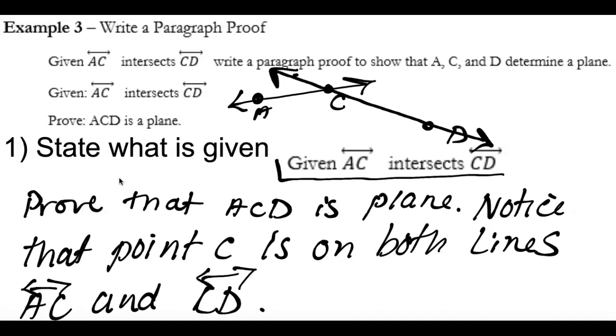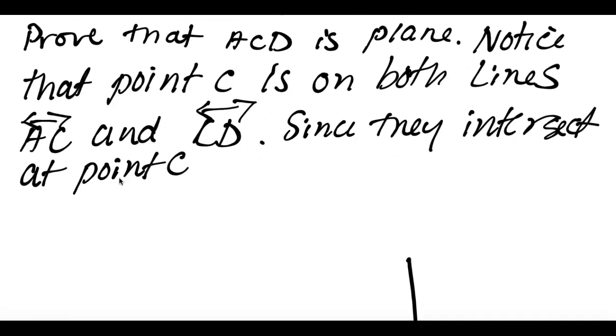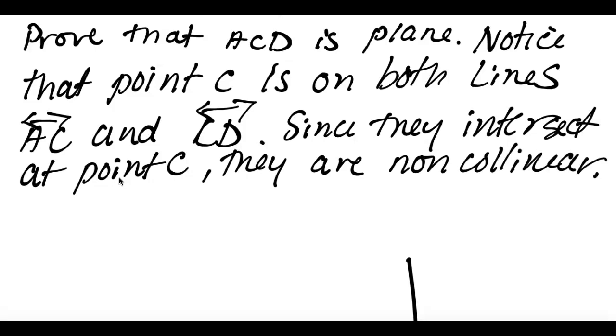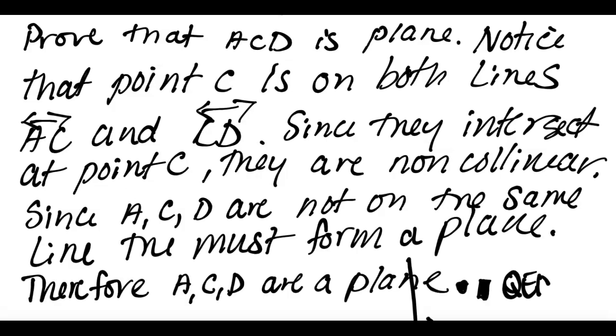And since that is true, they intersect at a point. So since they intersect at a point C, that means they cannot be on the same line. And if that's true, we can say since A, C, and D are not on the same line, they must form a plane.